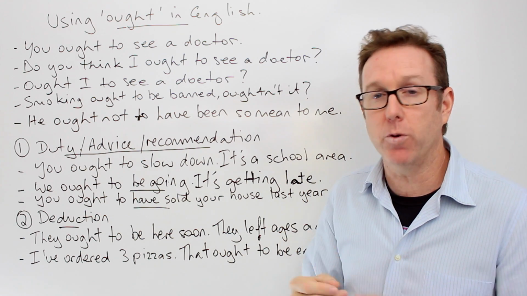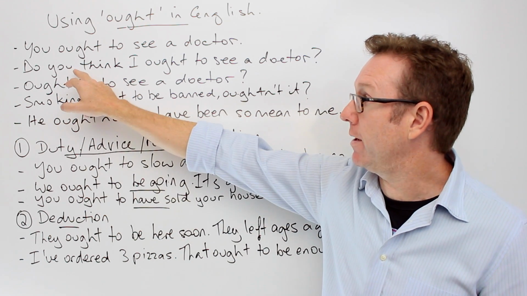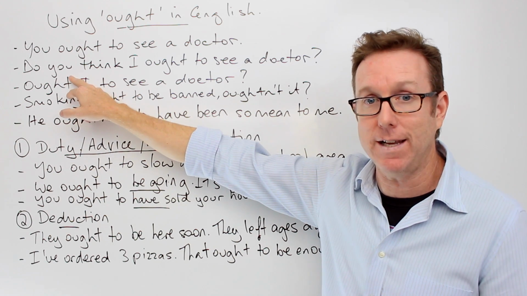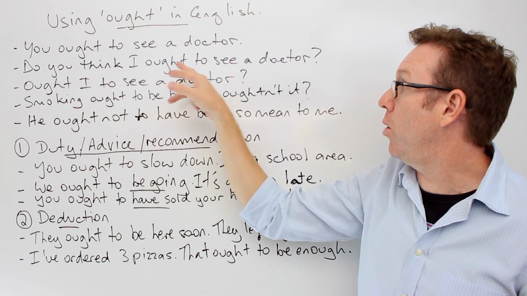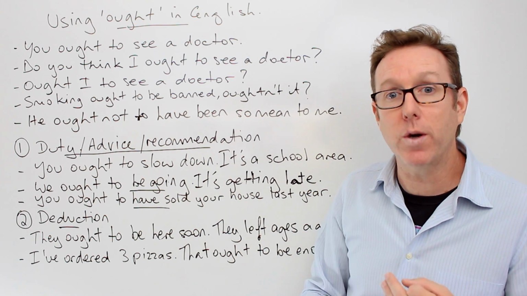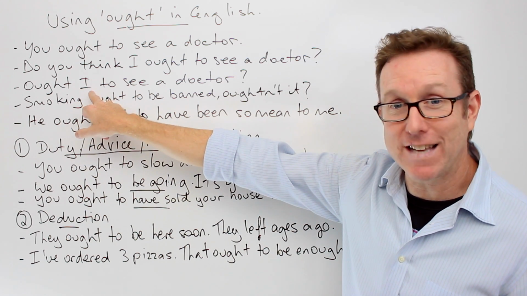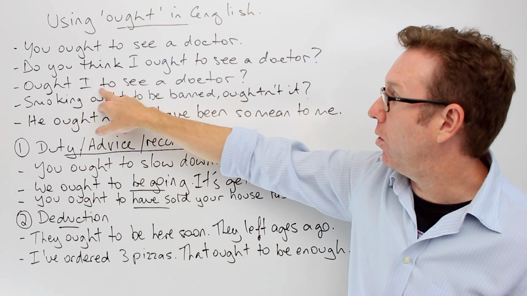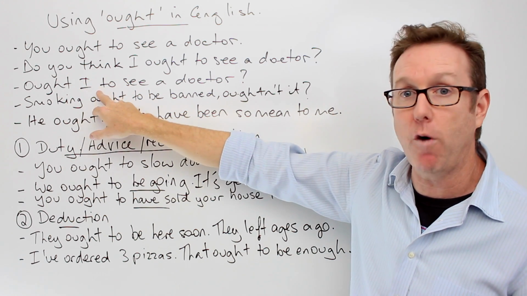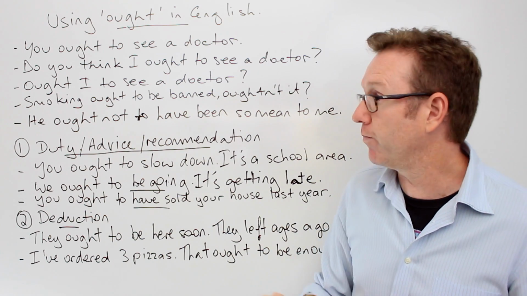But it's very formal. So the way that we get around the formal structure is by putting something here like do you think, or do you think it's a good idea? Do you think I ought to see a doctor? Okay? Rather than say ought I to see a doctor, which is the more formal idea. So this is the less formal question with do you think, and the more formal question with ought I to see a doctor with no do.